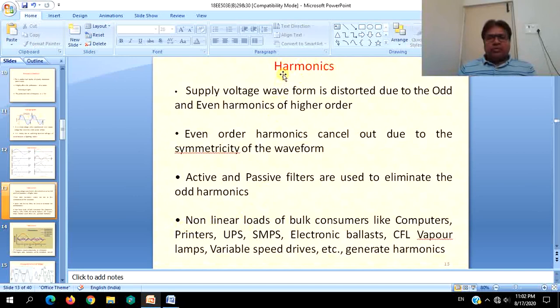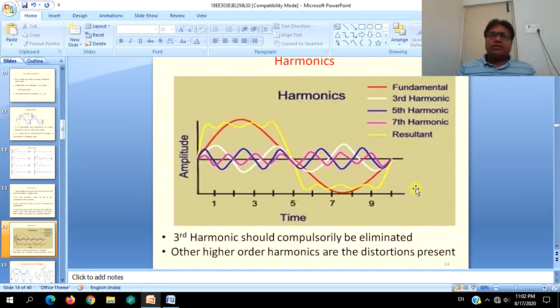And these harmonics are due to non-linear loads of bulk consumers, where the loads will be computers, printers, UPS, SMPS, electronic bulbs, CFL, vapor lamps, variable speed drives. These are the actual loads which generate harmonics. Due to their switching, due to their operation, harmonics will be generated. So this is another diagram showing the net effect which I have mentioned a few seconds back.